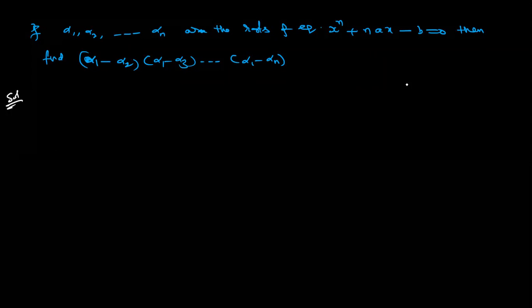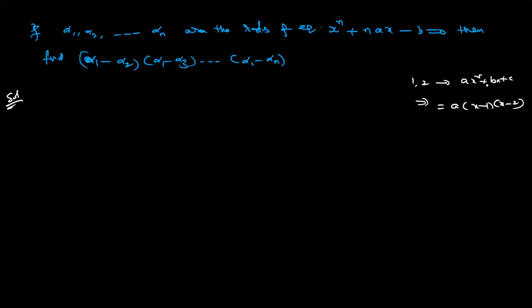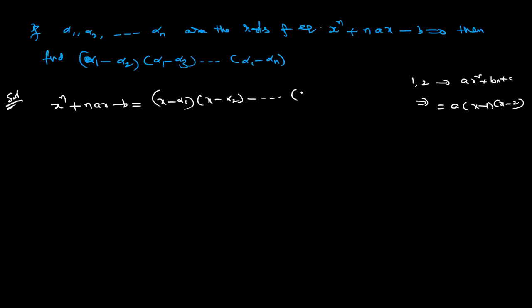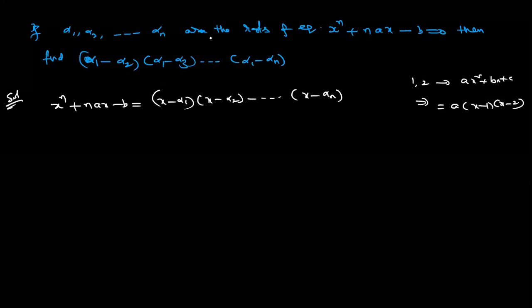Generally, if 1, 2 are the roots of ax square plus bx plus c, how do you write it, dear students? It is a into (x minus 1)(x minus 2). Converting into factors, like that here, alpha 1, alpha 2, and so on, alpha n are the roots, so x power n plus n ax minus b is equal to (x minus alpha 1) is a factor, (x minus alpha 2), and so on, (x minus alpha n). See, the degree here is n, that's why they gave n roots.